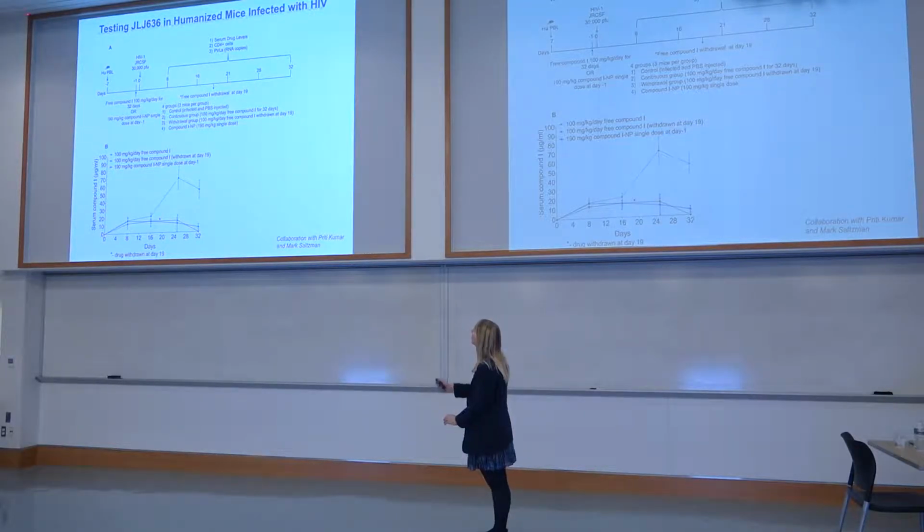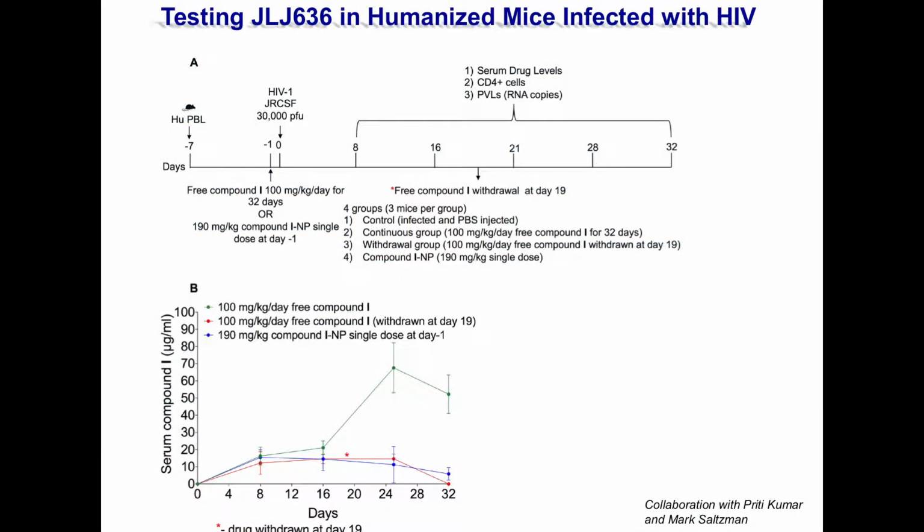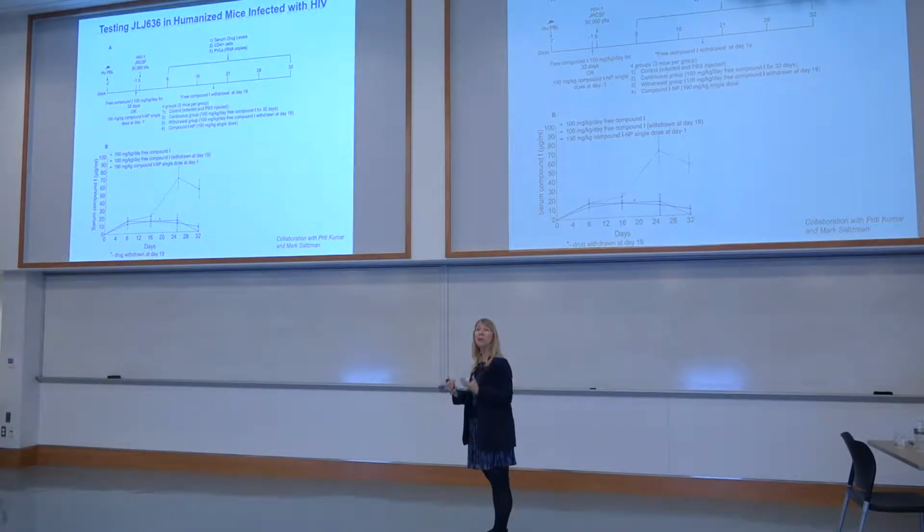And so what I show you is just the schematic for how the mice were first infected with a clinical strain of HIV, and then we analyzed serum samples. These are now humanized, so they're actually reconstituted with the human immune system, the human T cells, and so we looked at the CD4 count as well as the viral load.